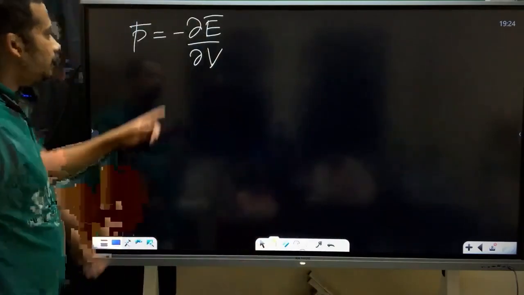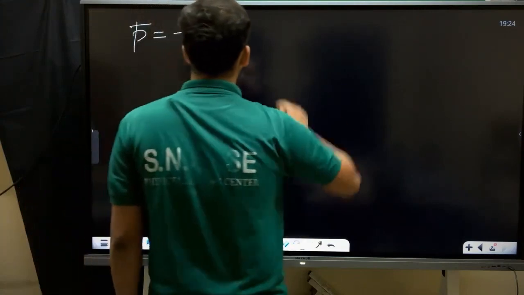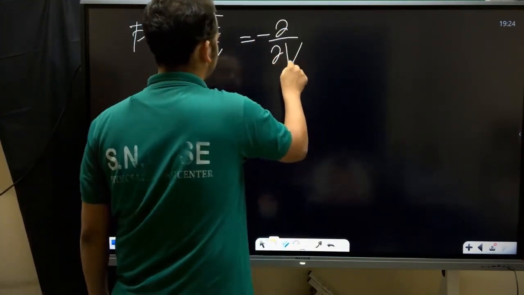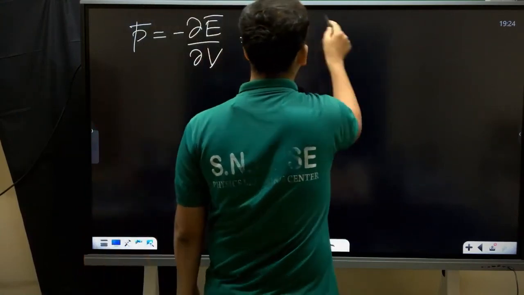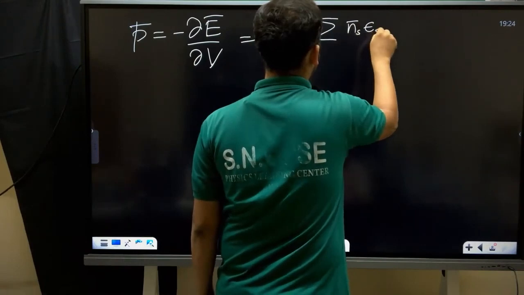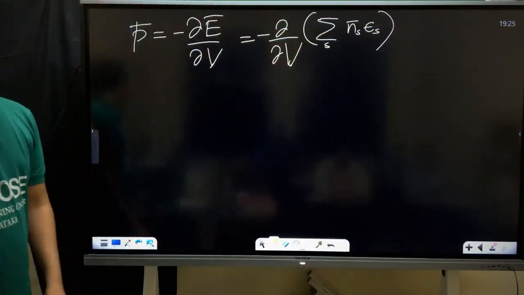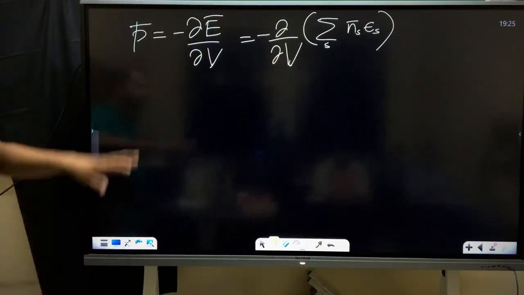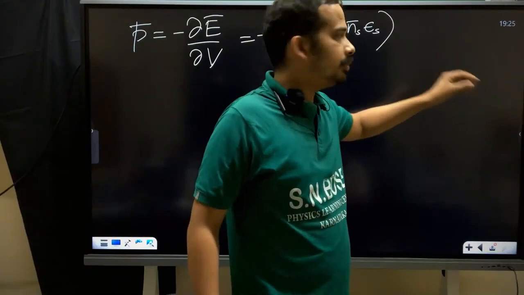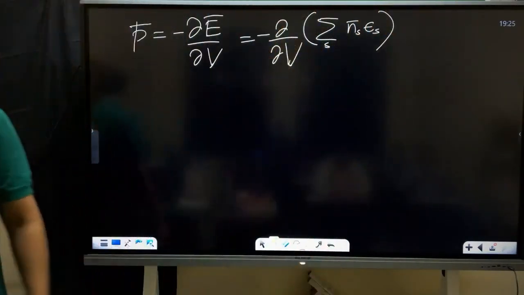So that's what we do. This is again a reef idea, a reef problem. Now this can be written as minus dou by dou V of... How do you write average energy? Summation over NS mean into ES. I'll take a summation, even if you take integration. The summation is only converted into integration because energy levels are closely spaced. I'll take summation, which is actually better.